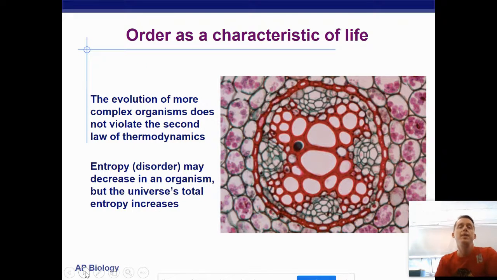All right. So the evolution of more complex organisms does not violate the second law of thermodynamics. The reason why is because even though we are decreasing entropy in the organism, when we do that, we increase the universe's total entropy. So in order to build things up, things become more disordered later on.